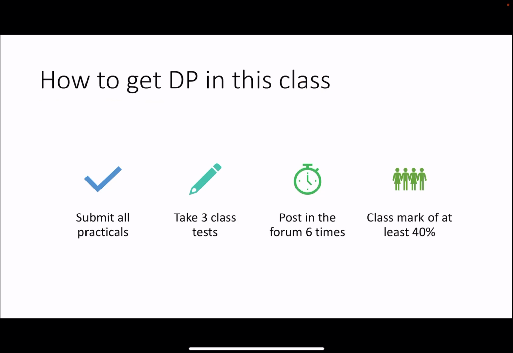So the university has decided there will be finals this year, unlike last year. And so in order to be eligible to take the final, you have to get DP in the class. To get DP, you have to submit all the practical assignments. You have to take all 3 class tests. You have to post in the forum at least 6 times, and we'll be using the forums a lot, so that won't be difficult. And you need a class mark of at least 40% by the end of the term.